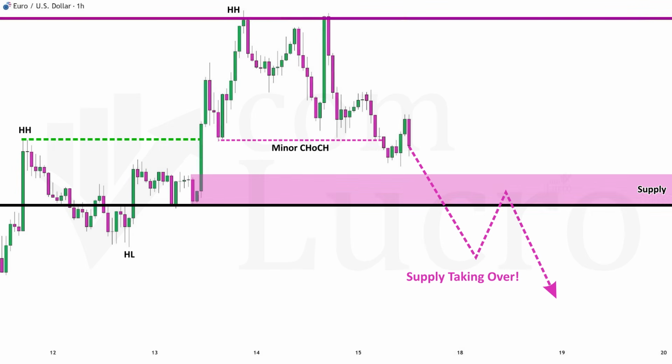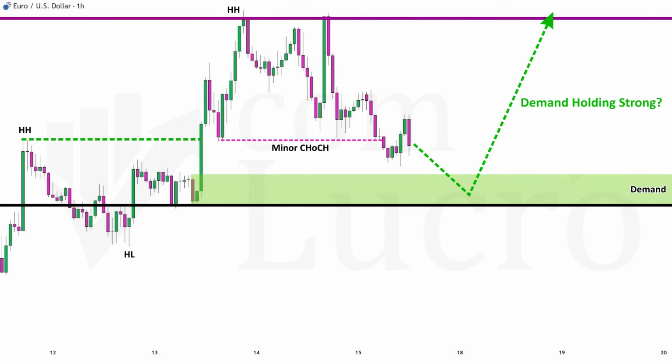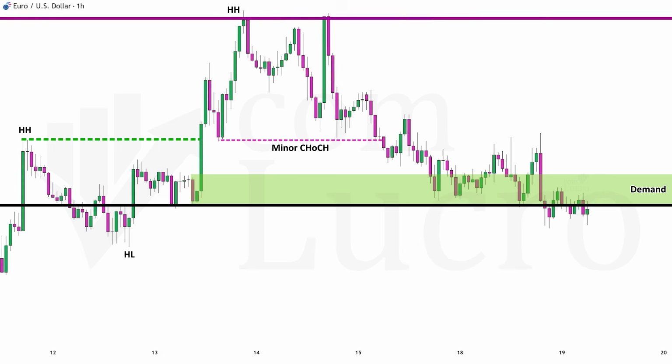If price breaks below the 4-hour demand zone, supply overtakes demand. In that scenario, both the 1-hour and 4-hour structures shift to bearish, allowing us to confidently search for short opportunities. Conversely, if price rejects the 4-hour demand zone and breaks above the daily structure, both time frames align to the upside, and we can begin looking for long setups. Let us now move the chart forward to see how price unfolds.